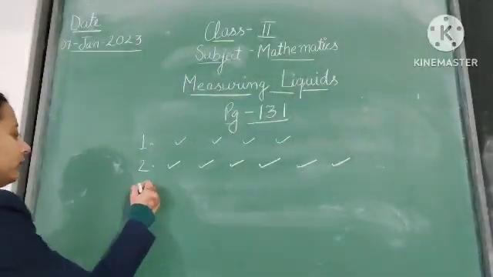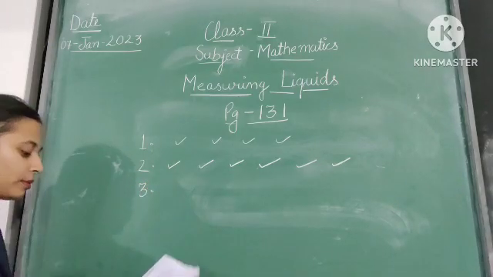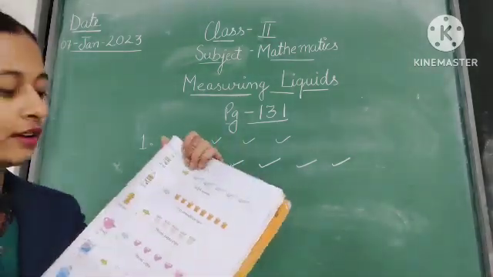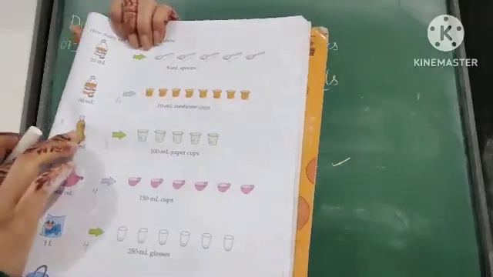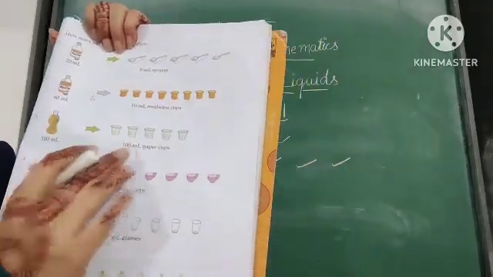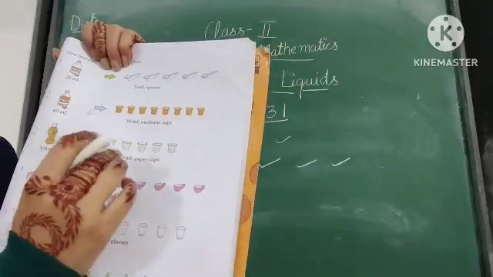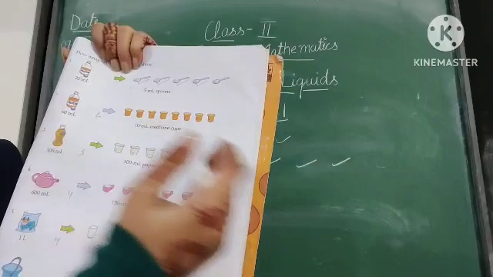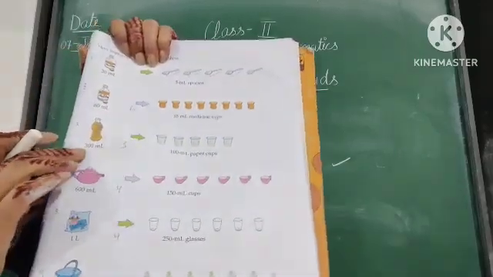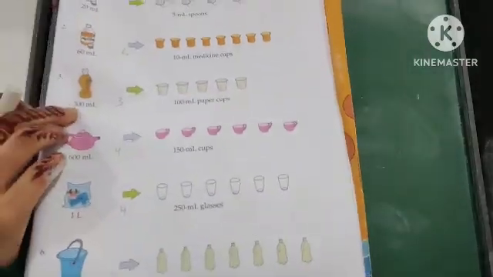Then part 3. Here we have 300 milliliters of liquid in this bottle, and we are supposed to fill these cups of 100 milliliters each. How many paper cups of 100 milliliters each can be filled using this liquid, which is 300 milliliters in capacity?